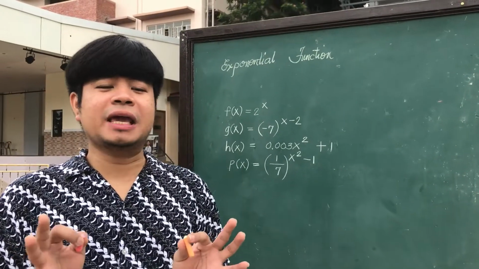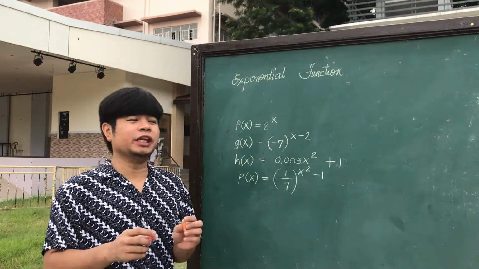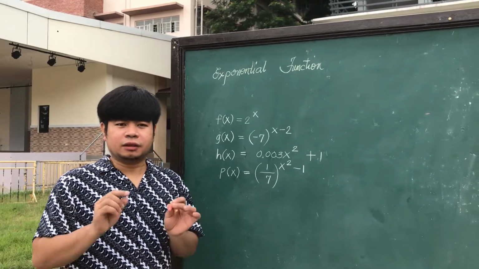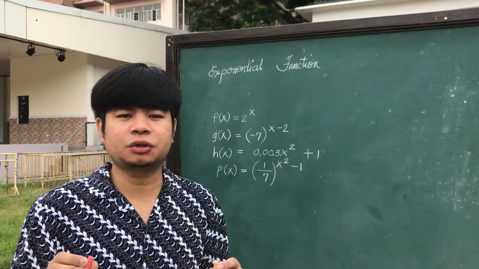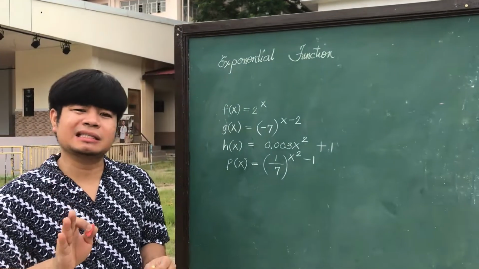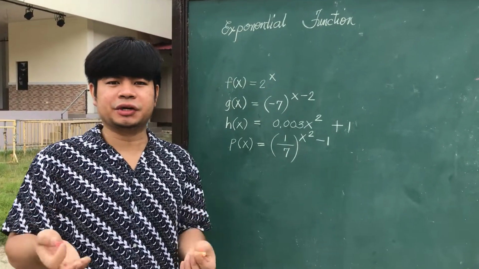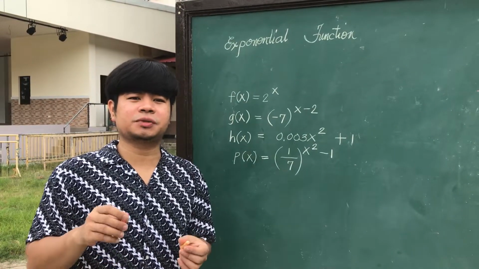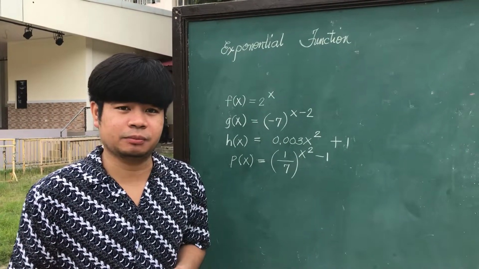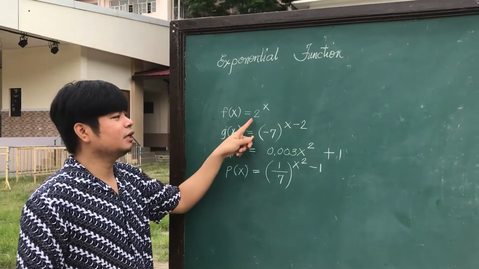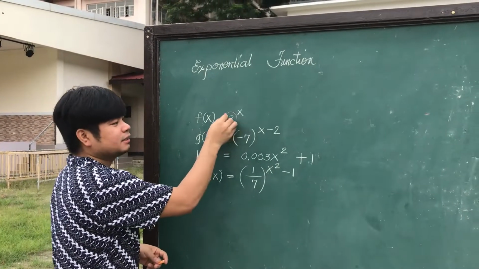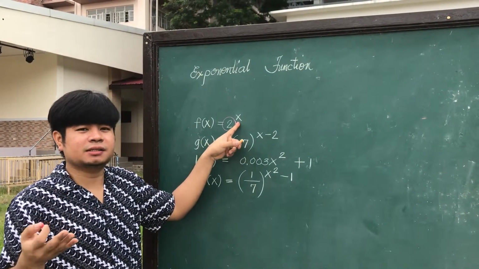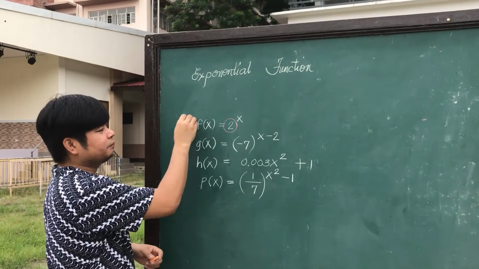Before we proceed to the domain and range of exponential functions, we need to understand again how to determine exponential functions. The first thing you need to do is observe the base. When the base is greater than 0, that is one of the conditions. You also need to observe that there is an exponent which is a variable. So here, f of x equals 2 raised to x has a base of 2, which is greater than 0, and there is a variable x which is the exponent, and we consider this function f as an exponential function.